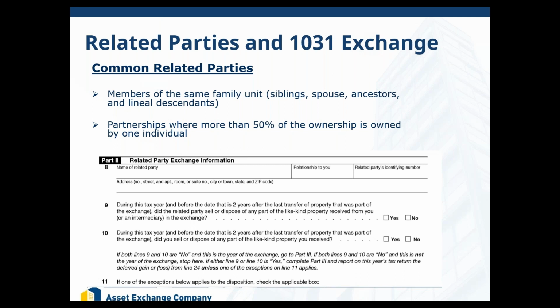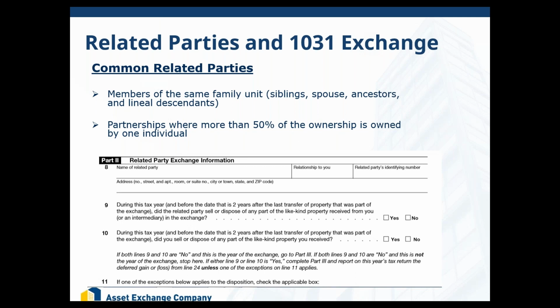Okay, I list part of a form on the screen. That's part of IRS form 8824. That's the actual form that you complete or your CPA completes to report your 1031 exchange on your tax return, okay? There isn't a lot that they ask for on that IRS form 8824, but there's a section where they specifically ask, did you buy from a related party or did you sell to a related party? They're looking for that, all right?